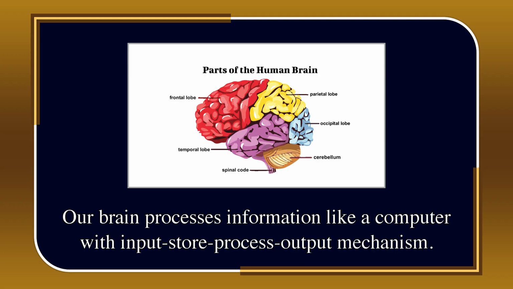A person who is highly intelligent is said to have a better ability to represent knowledge in a more organized form and to process it more quickly. According to this approach, our brain processes information like a computer, with an input, store, process, output mechanism. One of the leading proponents of this approach is the famous psychologist Robert Sternberg, who is known for his triarchic theory of intelligence, as per which the cognitive processes that determine intelligence are divided into three categories. Let us understand these categories one by one.